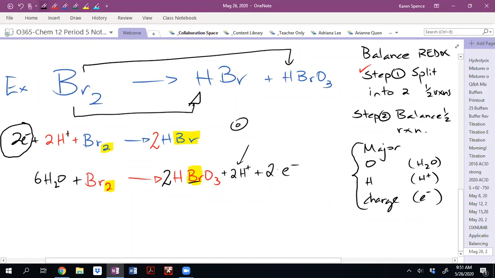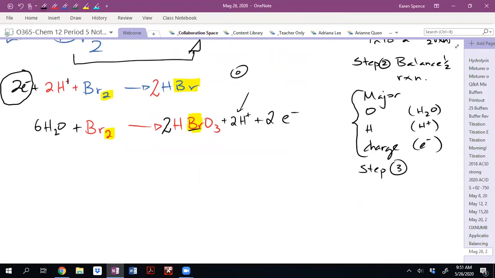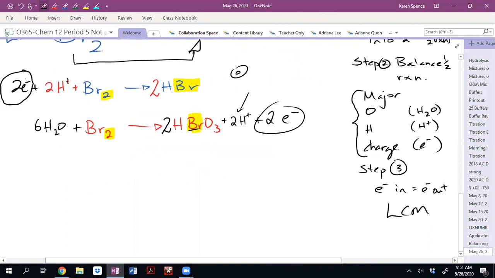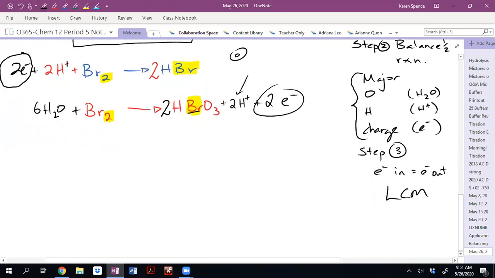And oh, hey, what is step number 3 for balancing full reactions? Yeah, we need to balance the electrons. Make sure the electrons going in equal the electrons out. Or you're finding the LCM. And in this case, oh, look, I have 2 and I have 2. Super easy. Excellent. What do I do in step 4?